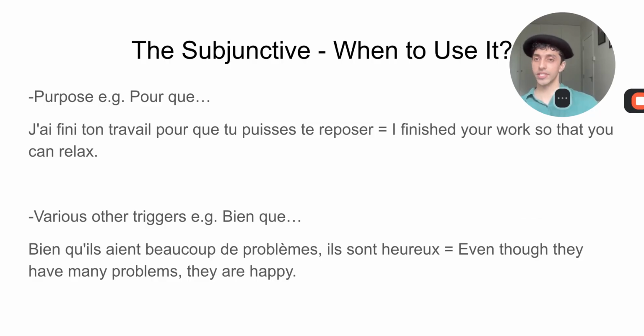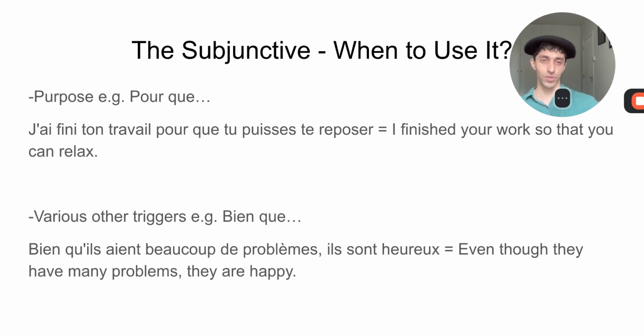Likewise, if you're expressing a purpose, you should use the subjunctive as well. One example is the expression pour que, in order to. So you could say, for example, j'ai fini ton travail pour que tu puisses te reposer. I finished your work so that you can relax. The verb after pour que, which here is puisses, is in the subjunctive mood and not the indicative mood. This is the subjunctive from pouvoir.